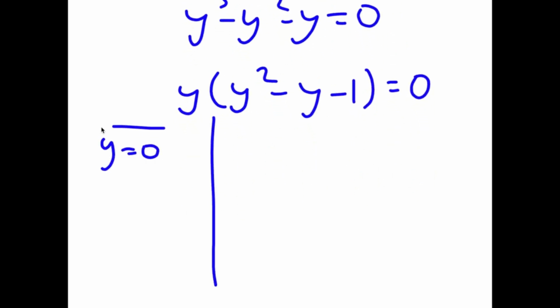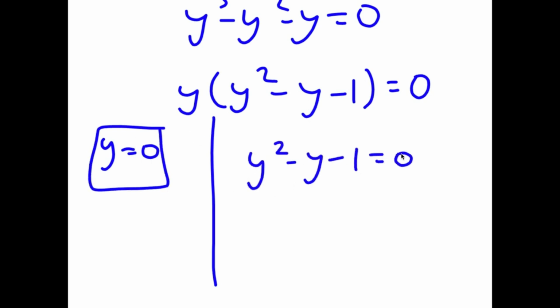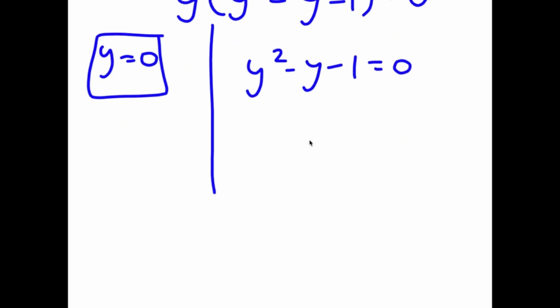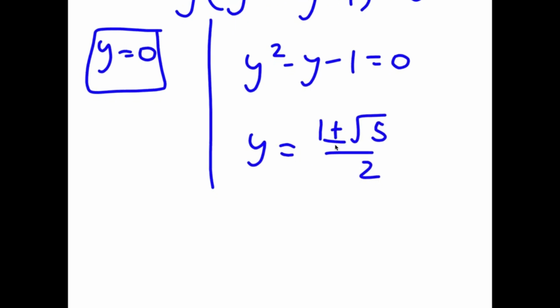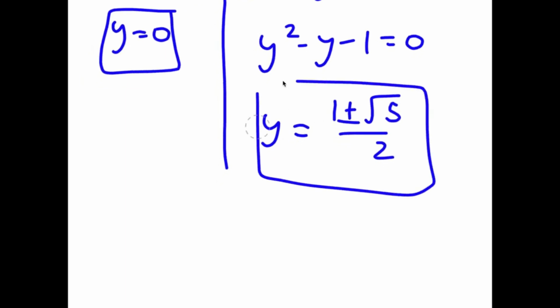I have y is equal to 0, which is a solution of y already, and I have y squared minus y minus 1 is equal to 0. To solve this, I would have to use the quadratic formula, and I'm not going to waste your time by doing all of that, but if I solve this, I should get that y is equal to 1 plus or minus the square root of 5 over 2. So these are two more solutions of y.